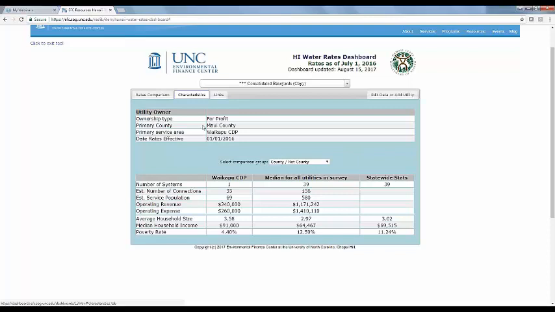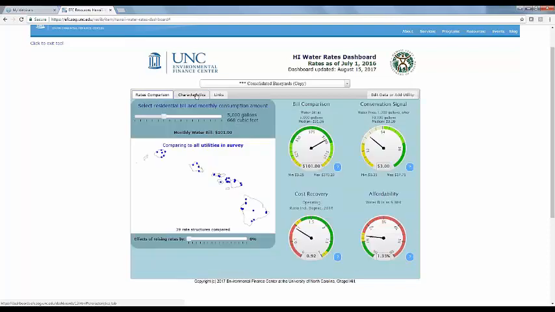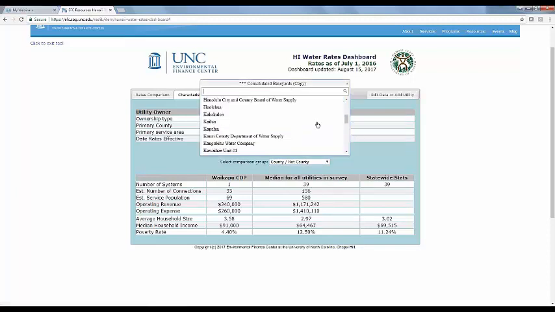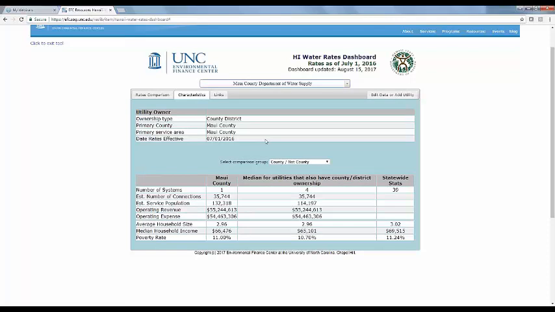There we go. The characteristics tab, the next tab over from all these dials, has a lot of statistics and more of that socioeconomic data that we collected from the census and also from the EPA. And again, this is allowing you to compare between yourself and your peers. So, estimated number of connections. This is a very small system with only 35, and the median for all the utilities in this group is 156. If we were to go to a county system, what's really interesting is that the numbers are quite different.